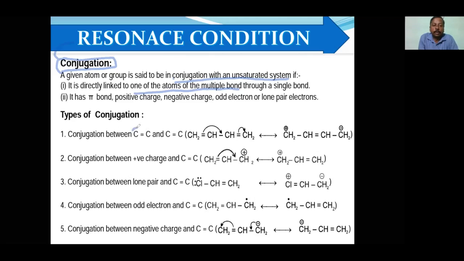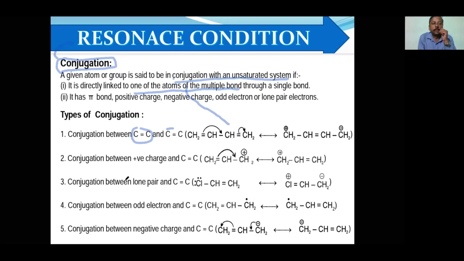First, let us see the pi-pi conjugation, that means conjugation of two pi bonds. See here, this is a pi bond, and it is directly linked to one atom of the multiple bond through a single bond. Between the carbon atoms, if they are all sigma bonds, then there are no chances. But here it is directly linked to one atom of the multiple bond through a single bond, and then there is a pi bond, positive charge, negative charge, odd electron or lone pair. These are the conjugations or conditions required for a molecule to show resonance.